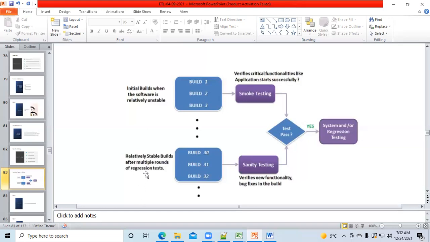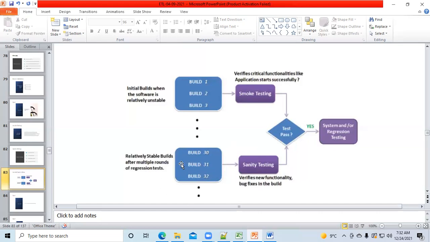So why am I saying relatively stable builds? Because you have done multiple rounds of testing, and after that you have observed a defect, then you are doing this sanity testing. So this sanity testing will come after you have performed the smoke testing.